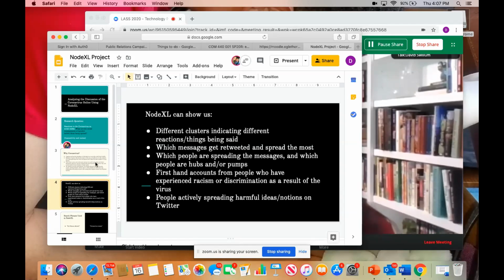And you will hear terms like hubs and pumps, ties and nodes. Basically, this terminology covers the very people who have social media influence across Twitter, and how they can spread this mass hysteria and fear to other people, and as a result create a whole reaction towards a certain group of people, and that could be projected in a negative way. So that's what we will be looking at in our breakout room.